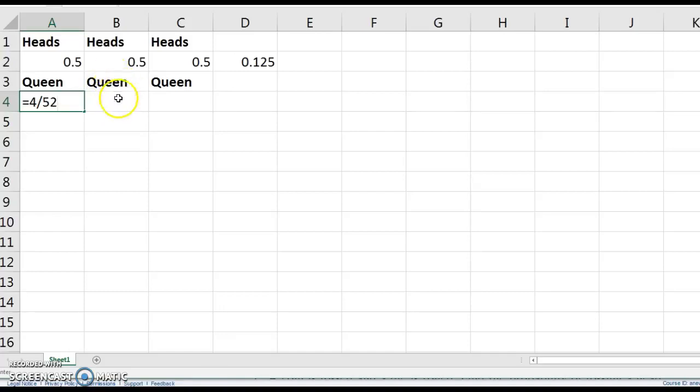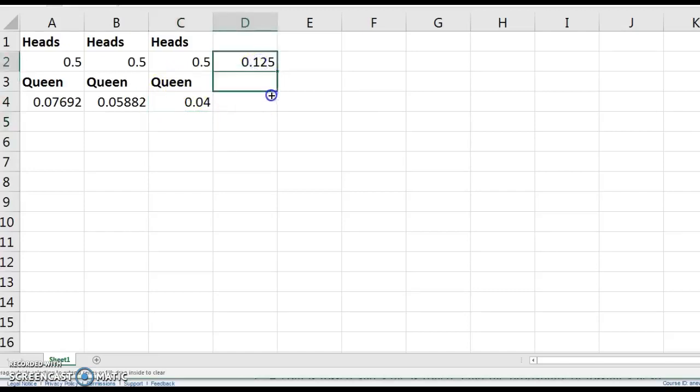Now, the probability of getting a queen has actually changed on the second draw. So this is conditional probability. Now there's only 3 queens left, and there's only 51 cards left. So the probability of getting a queen has changed. And on the third draw, now there's 2 queens left and only 50 cards. So we get that probability.